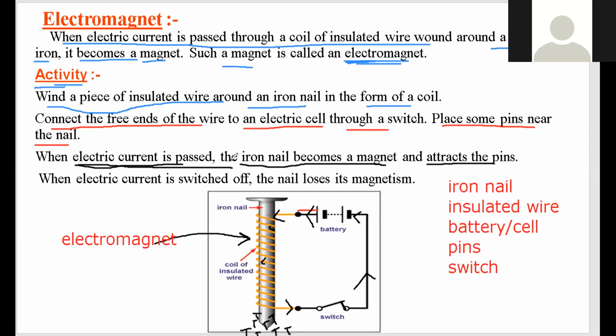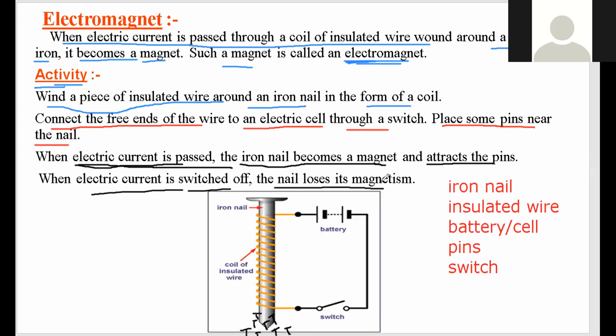Then next, what do we have to do? Once we observe that the iron nail is attracting the pins, we have to switch off. Once we switch off, the current will stop flowing through this wire, right? And as soon as the current stops flowing through the wire, the nail loses its magnetism. And if the nail loses the magnetism, the iron pins are going to fall from the nail.